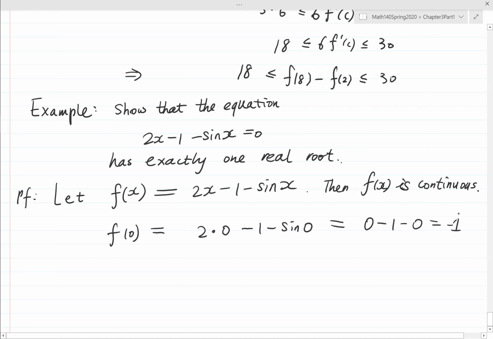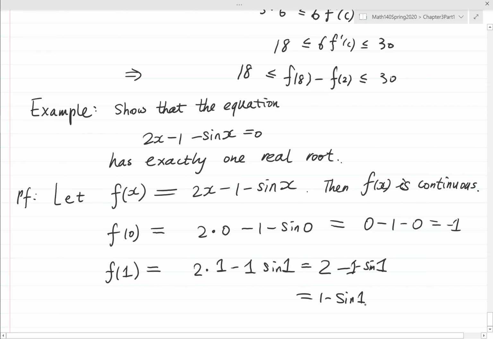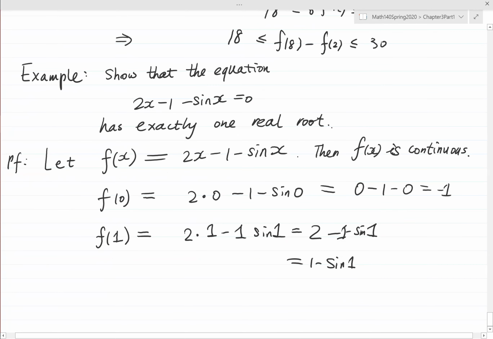And then we pick a large value, so f(1). If you don't know which value to take, you take a small value and a large value, and you can easily show one value is positive and one is negative. Here we choose 0 and 1. 2 times 1 minus 1 minus sine 1 is 1 minus sine 1. Remember, the sine value is bounded above by 1, so sine 1 is less than 1. So 1 minus sine 1 is positive, and f(0) is negative.